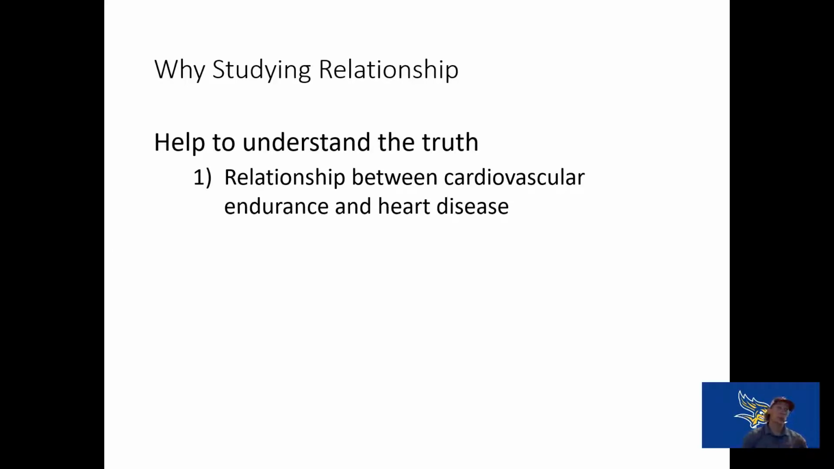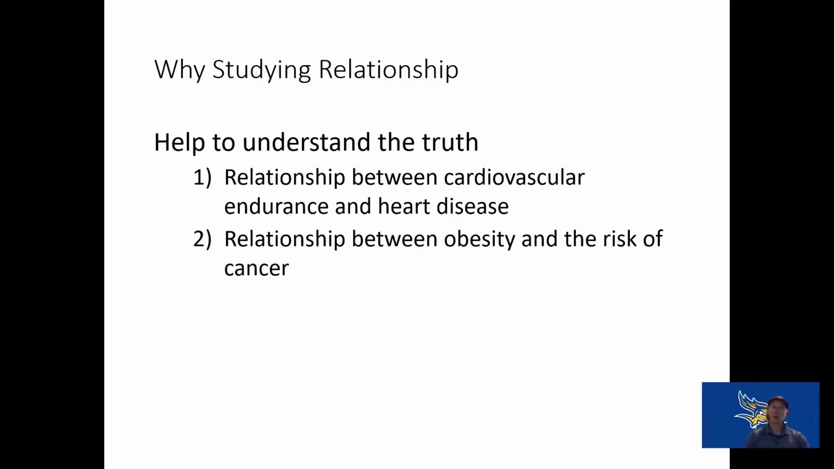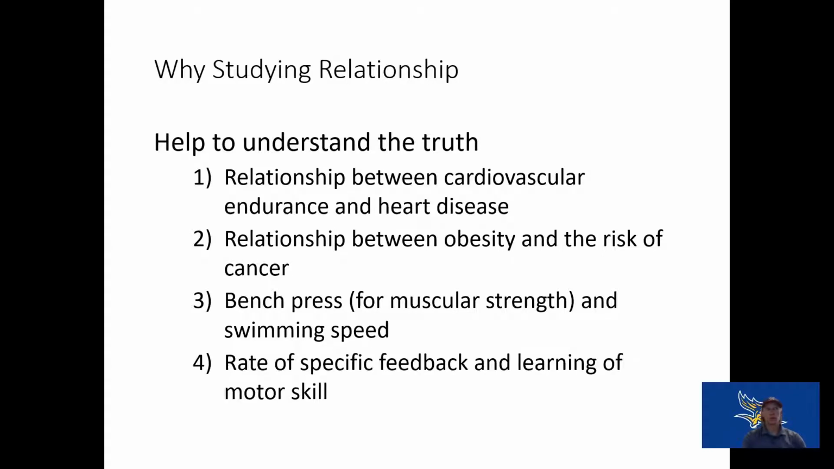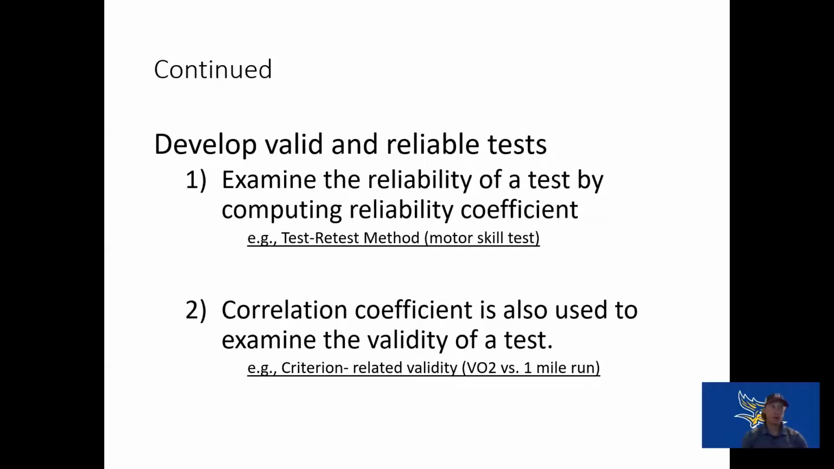So the relationship between cardiovascular endurance and heart disease. So as endurance goes up, does heart disease risk go down? Relationship between obesity and cancer. As obesity goes up, does the risk of cancer go up? Strength and speed. As strength goes up, does speed go up or go down? And then the rate of feedback and learning skills. So we can use these in all different realms of kinesiology to determine how one variable changes when another variable changes. Okay, we can also use it to determine reliability and validity.